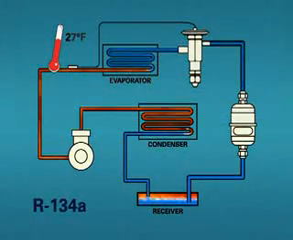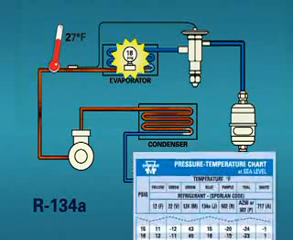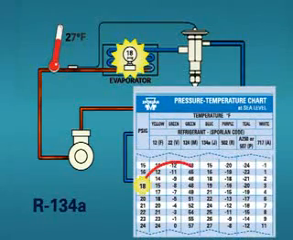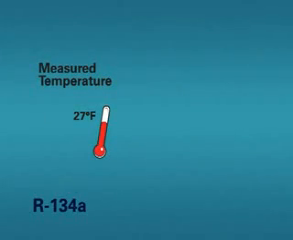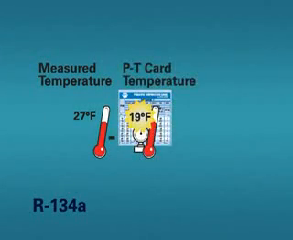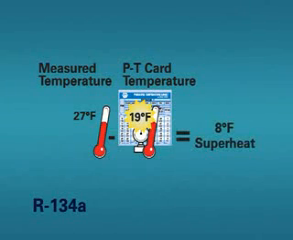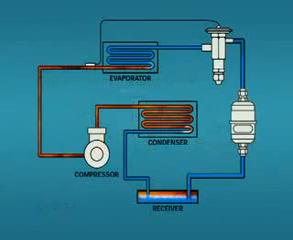To determine the amount of superheat in the vapor, simply take the difference between the measured temperature and the saturated temperature indicated by the PT card. In this case, the difference between 27 degrees Fahrenheit and 19 degrees Fahrenheit is 8 degrees Fahrenheit superheat.